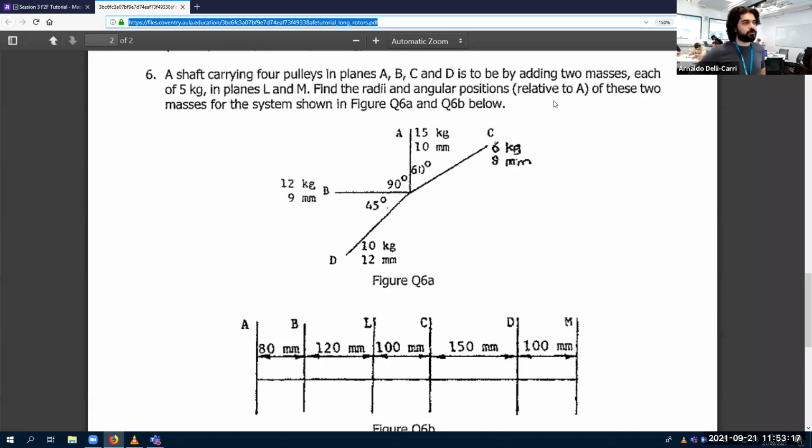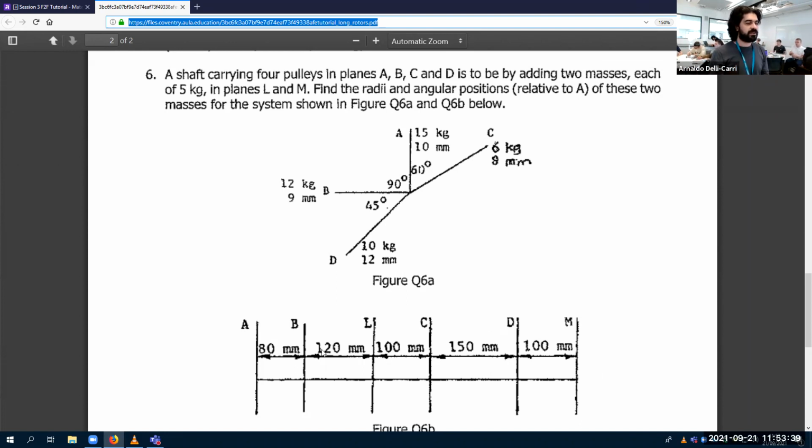Now we are solving question 6. A shaft carrying 4 pulleys in planes A, B, C, D, you can see here, is to be balanced by adding 2 masses, each of 5 kilograms, in planes L and M. Find the radii and the angular positions relative to A of these 2 masses for the system.